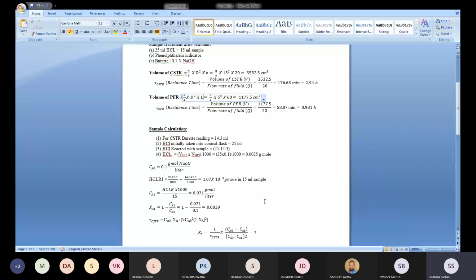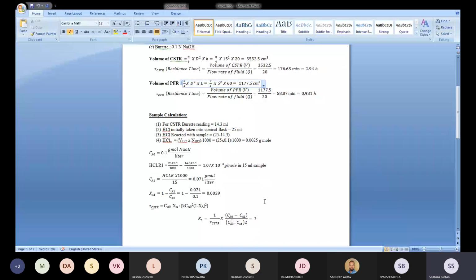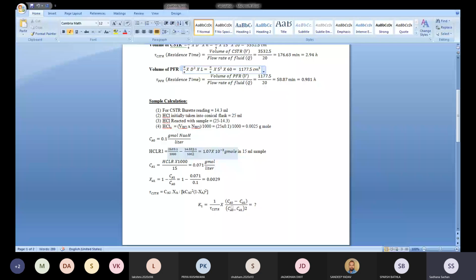Here if we see this, HCl R1, this we have written here, the initial HCl concentration, HCl naught, we have taken here. HCl initially taken into the flask is 25 ml. HCl reacted with sample will be basically 25 minus 14, suppose it is 14.3, one value we are taking. Suppose if we are taking 3-4 values, then we will take the average value. We will put the average of that here. So HCl reacted with sample will be 25 minus 14.3.